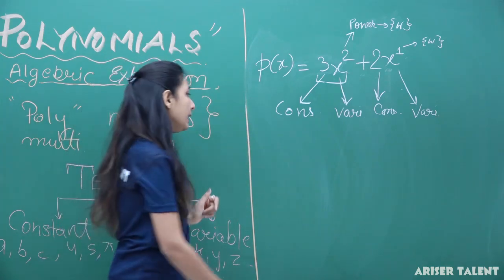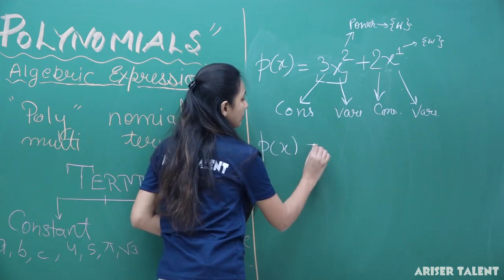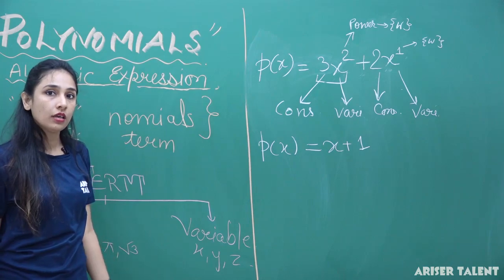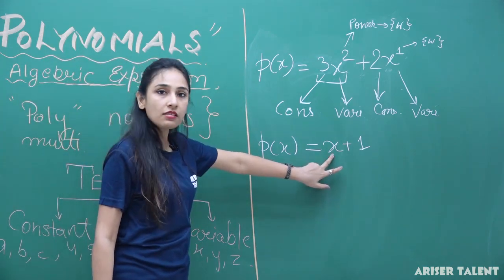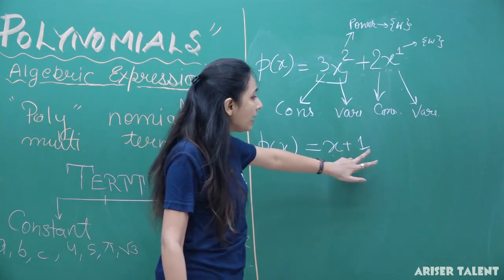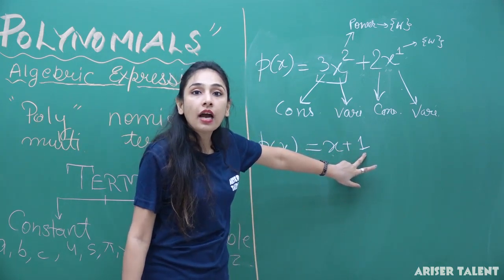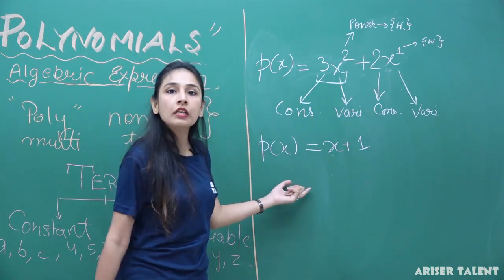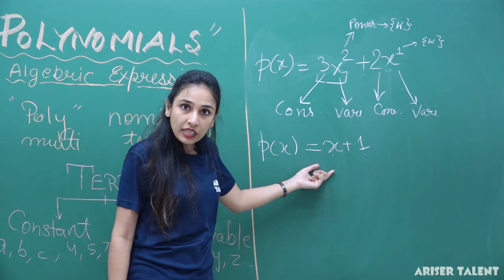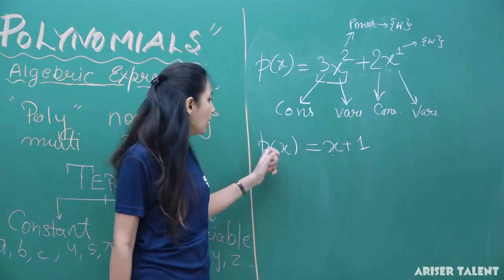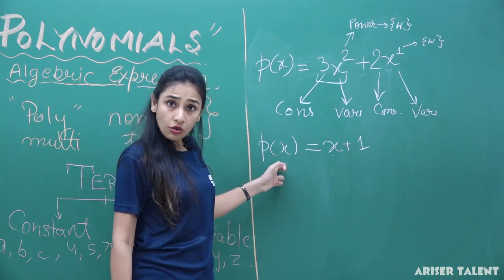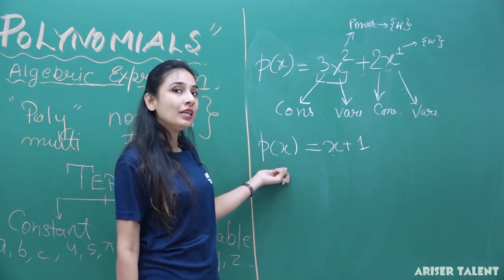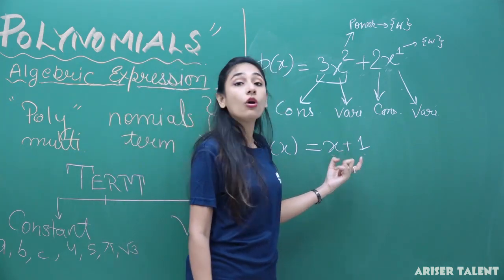Right. Now if I write x plus 1, is this a polynomial? Now you are a little confused, because x does not have any constant with it and this 1 does not have any variable in it. So how can this be a term? If it's not a term, then how can it be a polynomial? Am I wrong? No, I am not wrong, student. This is also a polynomial and these two are also terms.